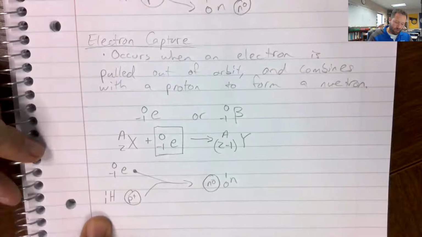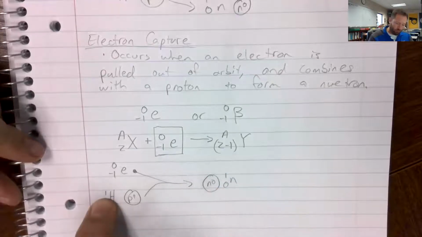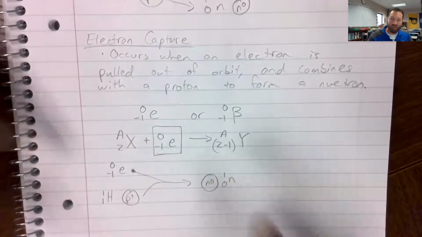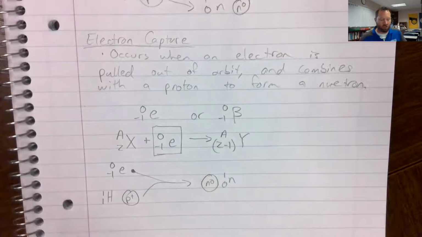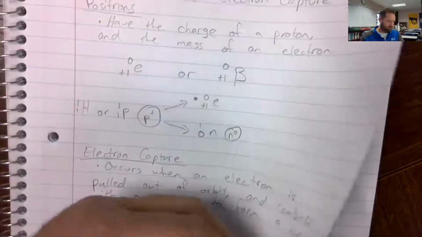Again, if you do the math here, the -1 on the bottom, the +1 on the bottom, they combine to make a 0. We have 1 on top and 0 on top. You add those up, you get 1. That's our neutron. So this is what's happening in an electron capture. Walk through a couple of examples with you.